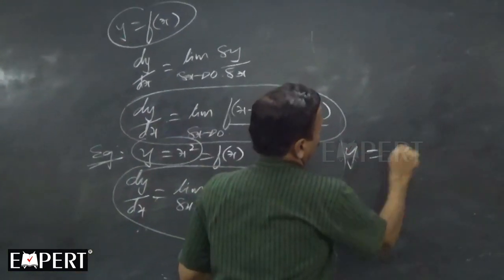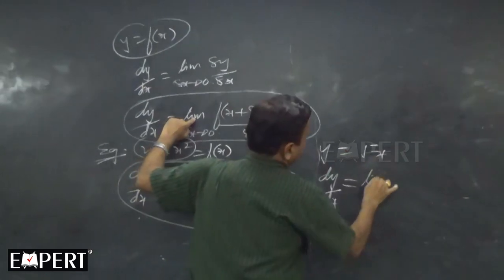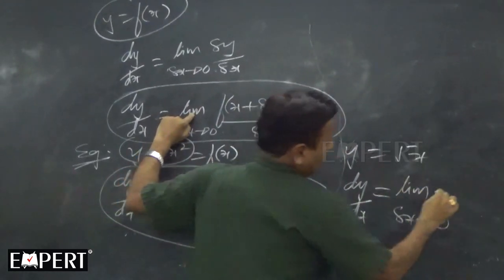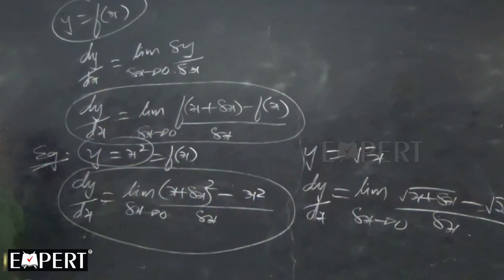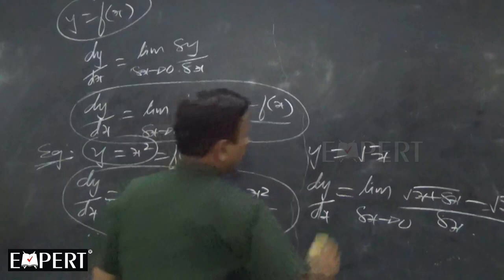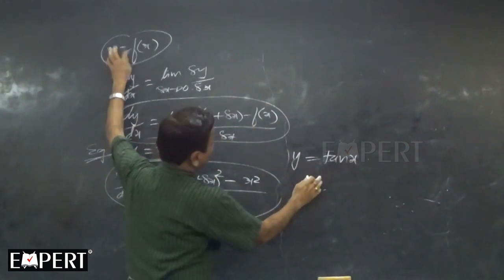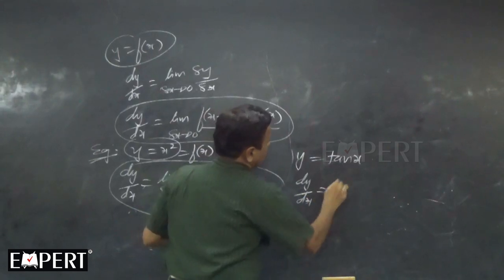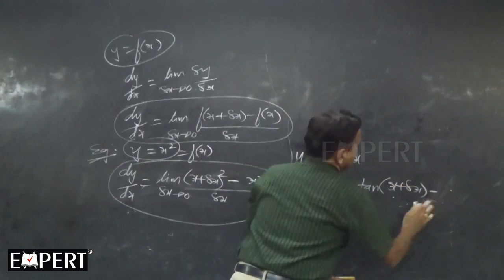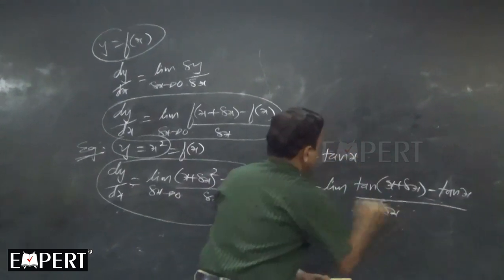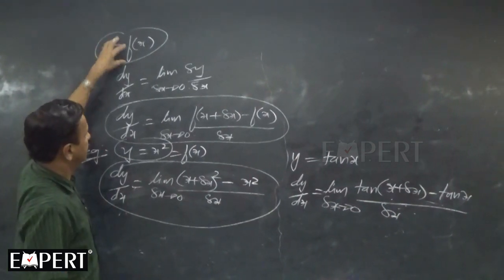Another example, y is equal to root x. dy by dx is equal to, as per this definition, the limit as delta x tends to 0 of f of x plus delta x, root of x plus delta x, minus f of x, root x, divided by delta x. You can take still more examples. For the function, say, y is equal to tan x, this is an example of y is equal to f of x. dy by dx is equal to the limit of f of x plus delta x, tan of x plus delta x, minus f of x, tan x, divided by delta x, when delta x tends to 0. I hope you got the idea.